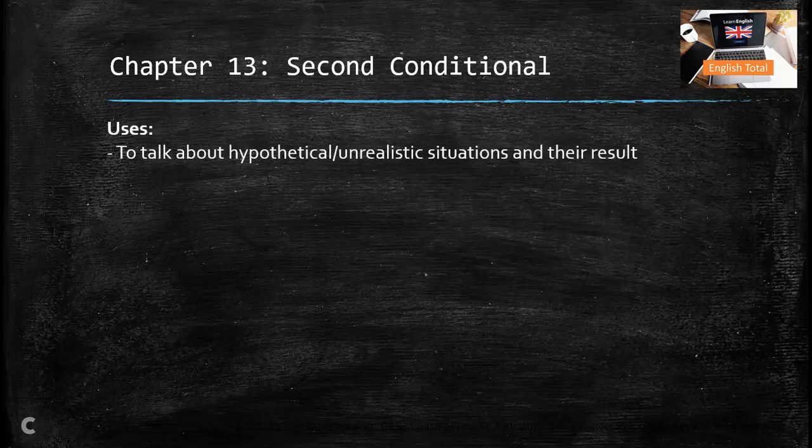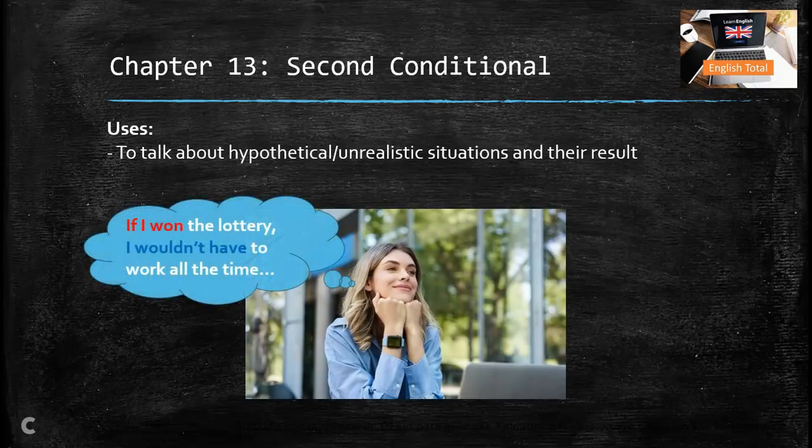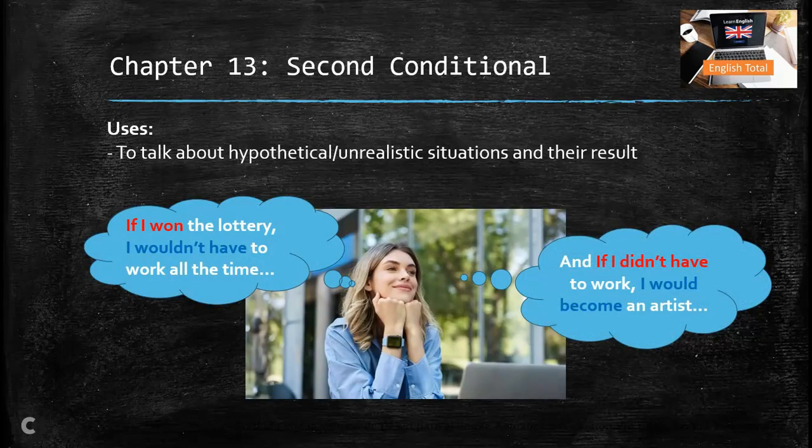The second conditional is a structure that you can use to talk about hypothetical or unrealistic situations and their result. For instance, if I won the lottery, I wouldn't have to work all the time. And if I didn't have to work, I would become an artist.